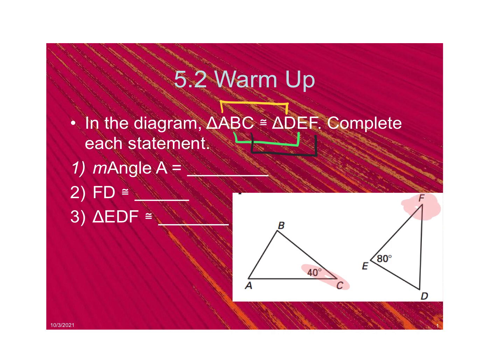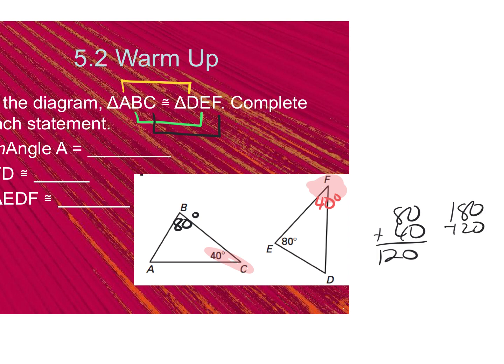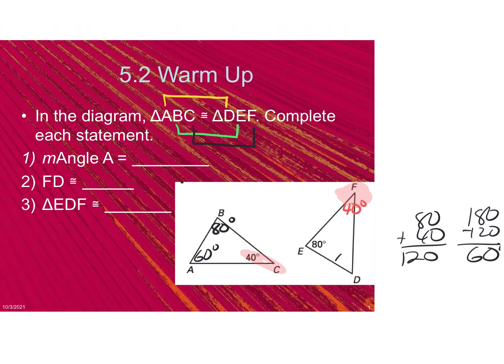C was the last letter. It's going to match with F. So I can put a 40 here. And then E, which has a number, it's 80, is going to match with the middle letter B. So this one's 80. And now to find the measure of angle A, I'm going to use my triangle sum. I'm going to add 80 plus 40. I get 120. Subtract that from 180. And angle A is 60 degrees, which is also angle D. So angle A is congruent to angle D, which equals 80 degrees.